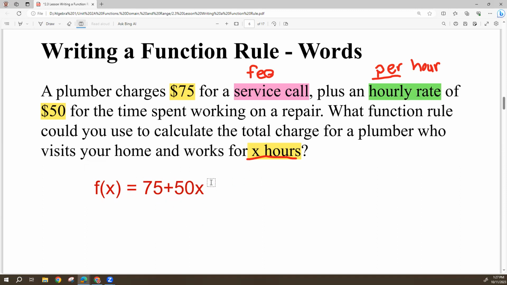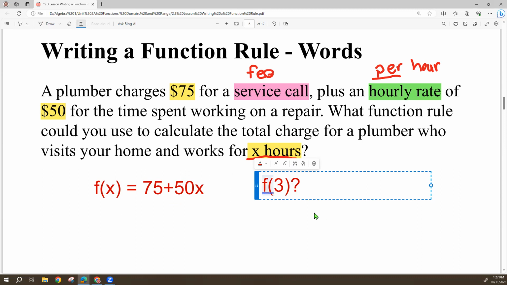So that means we can use this function rule to find, for example, how much will we owe if we have the plumber work for 3 hours. Well, just like we did in the last lesson, we could plug 3 in for X. We could tell the calculator, hey, this is my function rule. F of X equals 75 plus 50X. Can you now tell me what F of 3 is?